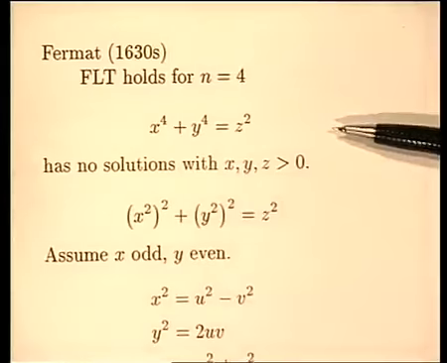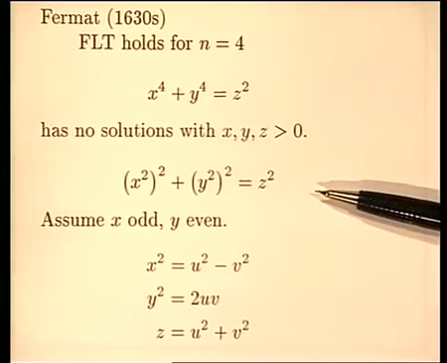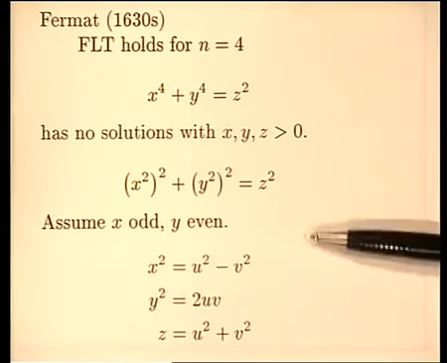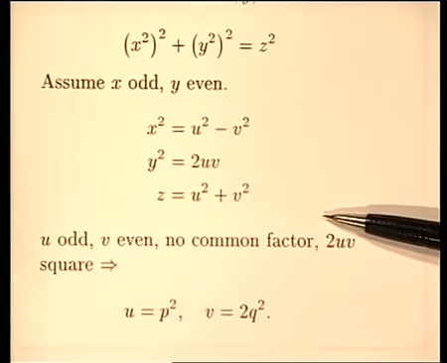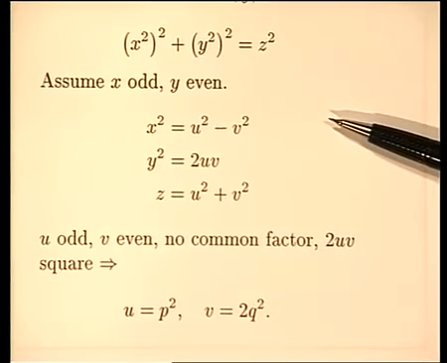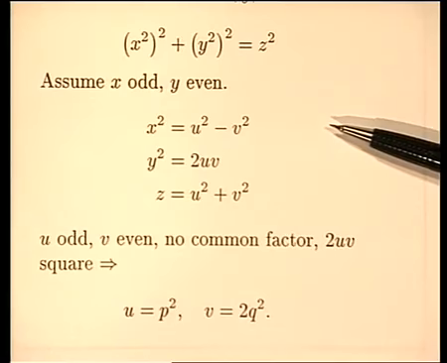So let's follow through the algebraic manipulation. We write the equation as x squared, squared, plus y squared, squared, equals z squared. This is now in the form that Diophantus had found a parameterization for. We assume that x is odd and y is even. Then x squared must be expressible in the form u squared minus v squared.